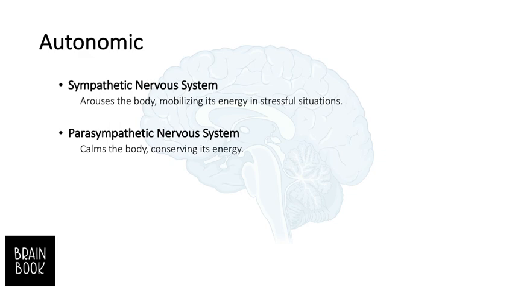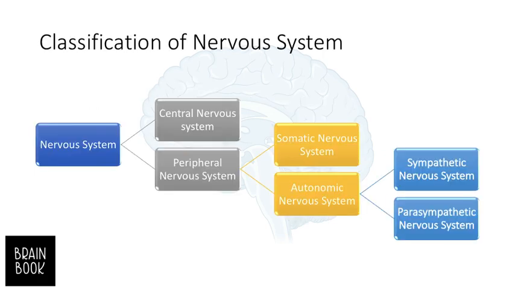And another one is the parasympathetic nervous system, which calms the body and puts the body in a specific situation so that it conserves its energy. When we are relaxed, our parasympathetic nervous system is activated and will help us to conserve the energy.